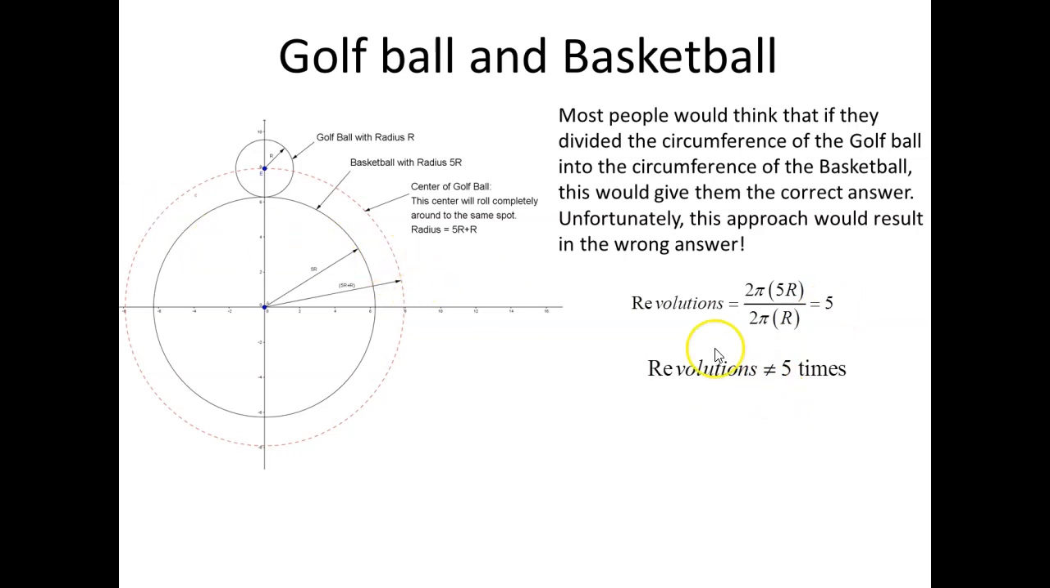And what you're saying is, how many times does the circumference of the golf ball go into the circumference of the basketball? 5 times. But that doesn't give you the revolutions around the basketball. What gives you the revolutions around the basketball is how many times the center of the golf ball goes around the basketball. And the center of the golf ball travels a circle of radius 5r plus r, which is that red circle.